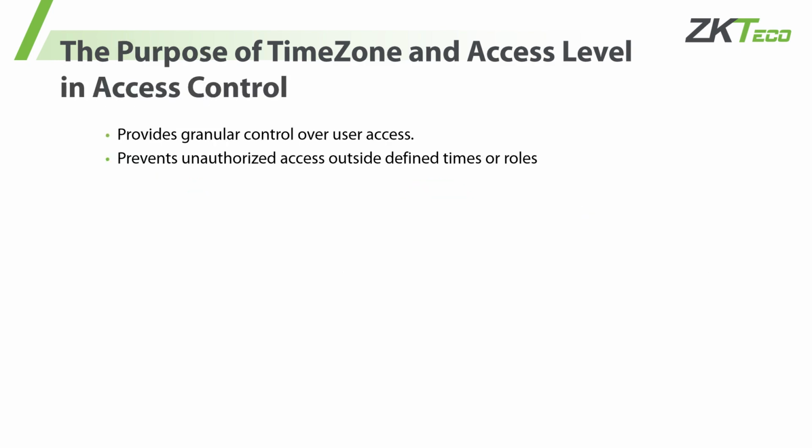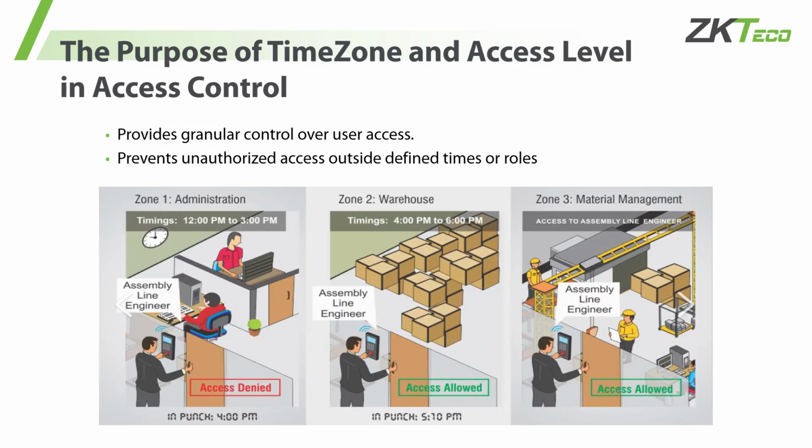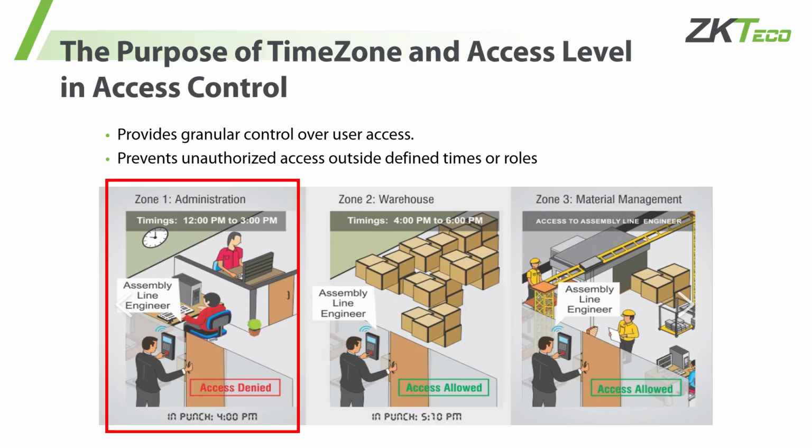So what role do time zones and access levels play in access control? There are two main points. The first point provides granular control over user access. The second prevents unauthorized access outside defined times or roles. As shown in the figure. In Figure 1, the time zone where the engineer can enter the office is from 12 o'clock to 15 o'clock. When the engineer wants to swipe his card to enter the office at 16 o'clock, the system will reject it.